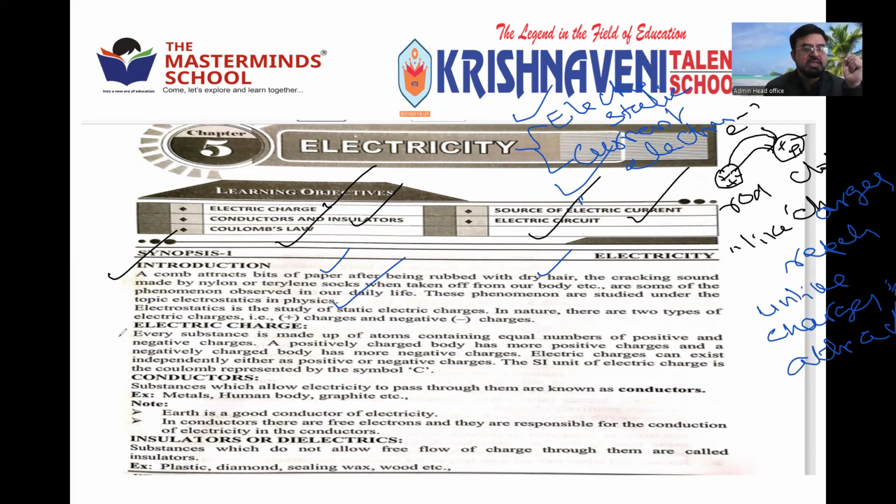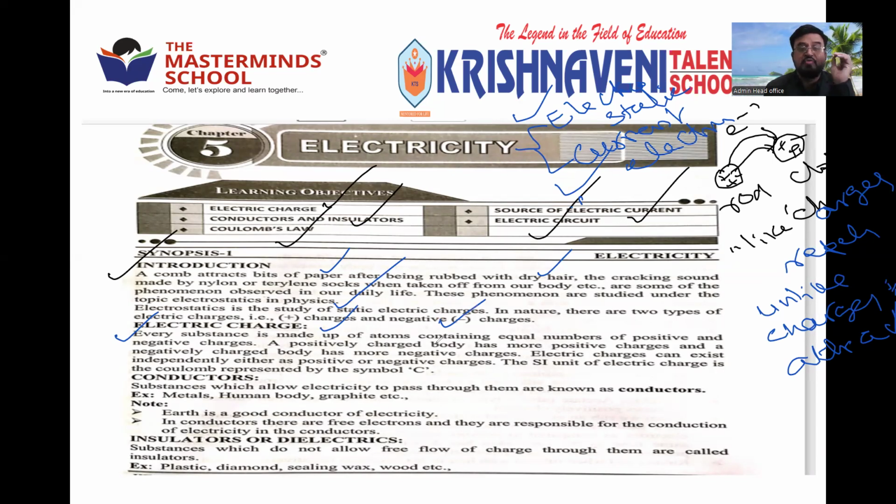Okay. Now we start. What is electric charge? Electrostatics is the study of static electric charges. In nature, there are 2 types of charges. One is positive charge, the second one is negative charge. Clear? There are only 2 charges. So what is charge?